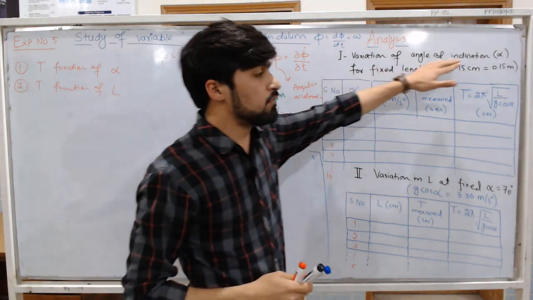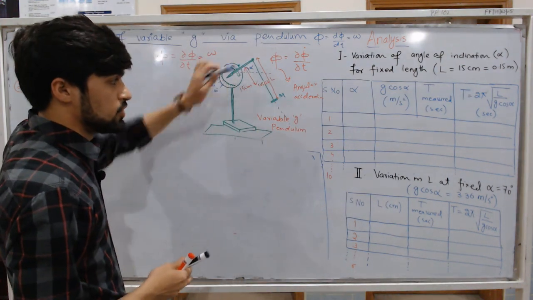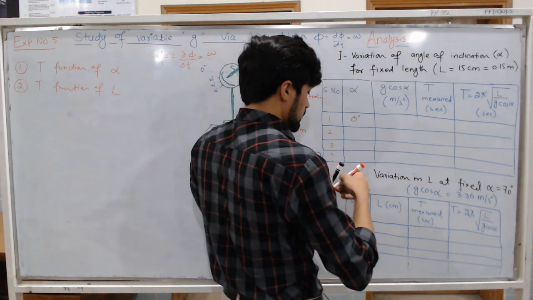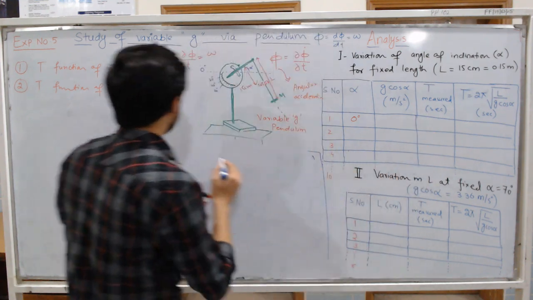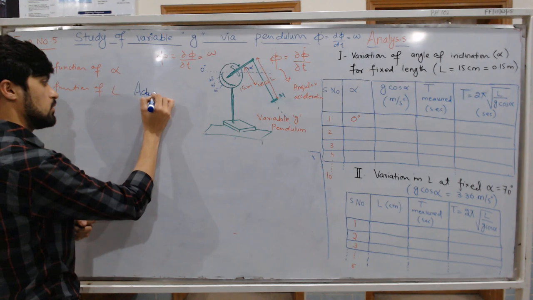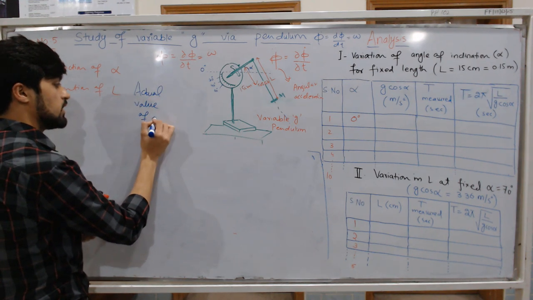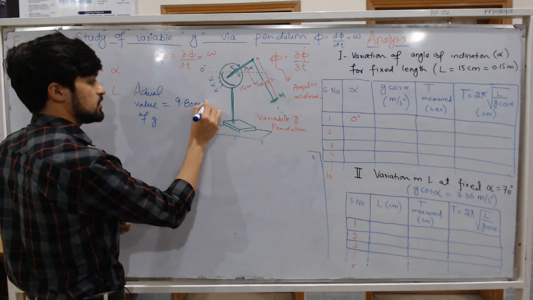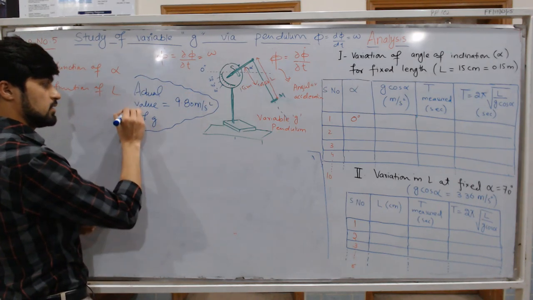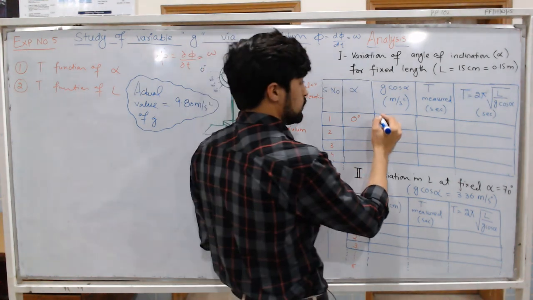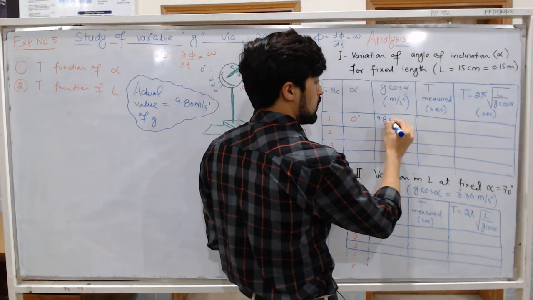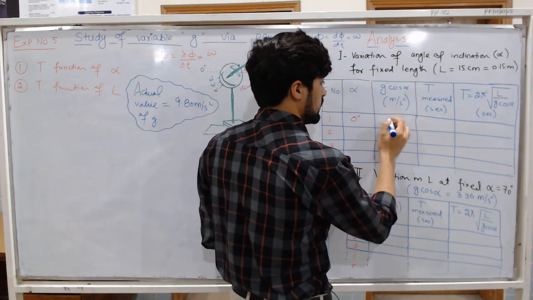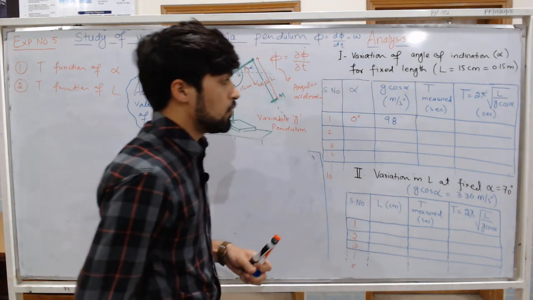Now I will change the value of alpha. Initially the pendulum is at 0 degrees, so the angle of inclination is 0 degree. Now g cos alpha is very simple. It will be the value of g. Keep in mind the actual value of g, the experimentally determined or accurate value, is 9.80 meters per second square. Now what you have to do is 9.8 into cos of 0 degree. Cos 0 degree is 1, so this is actually 9.8. Now the T measured.